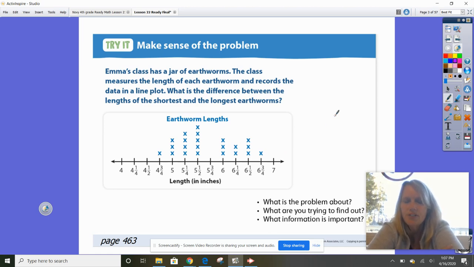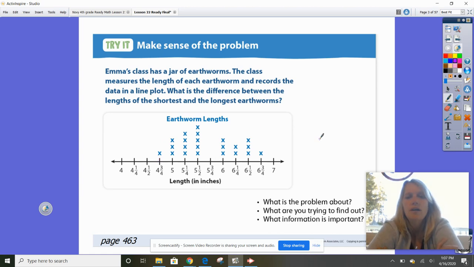So it's about worms, measuring worms. Second question, what are we trying to find out? Emma's class has a jar of earthworms. The class measures the length of each earthworm and records the data in a line plot. What is the difference between the lengths of the shortest and the longest earthworms? So what are we trying to find out? It starts right here with the what. We want to know the difference between the longest worm and the shortest worm. There's lots of questions you could ask by looking at this chart, but they want us to find out the difference between the longest worm and the shortest worm.